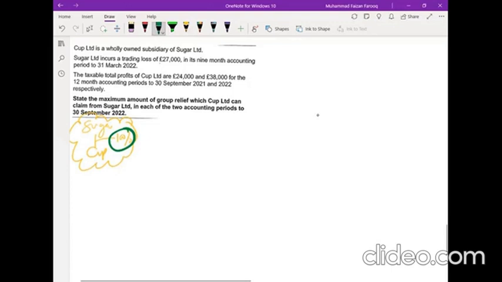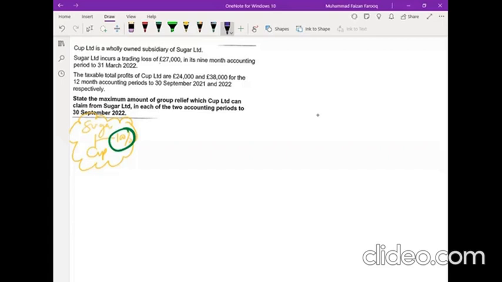Sugar Limited incurs a trading loss of £27,000 in its 9-month accounting period to 31st March 2022. Taxable total profits of Cup Limited are £24,000 and £38,000 for 12-month accounting periods to 30th September 2021 and 2022. State the maximum amount of group relief which Cup Limited can claim from Sugar Limited.